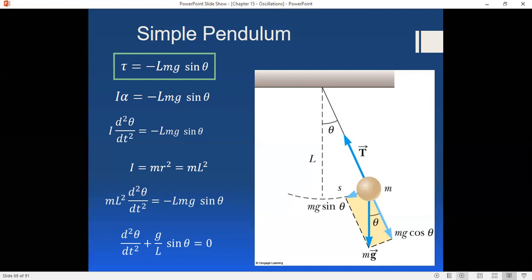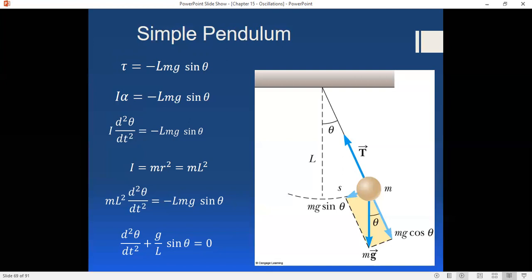So I make that substitution, alpha, and now I'm going to replace alpha with the second derivative of the angle with respect to time. The first derivative of the angle with respect to time is omega, that's your angular frequency. The second derivative with respect to time is obviously alpha, because alpha is d omega dt, all right? And now I can see I have my differential equation.